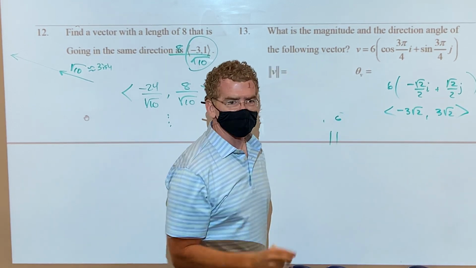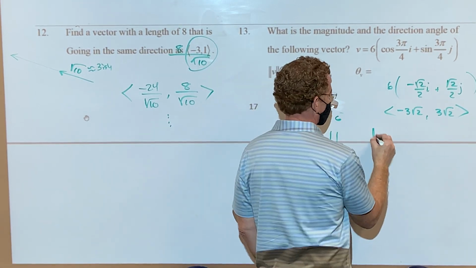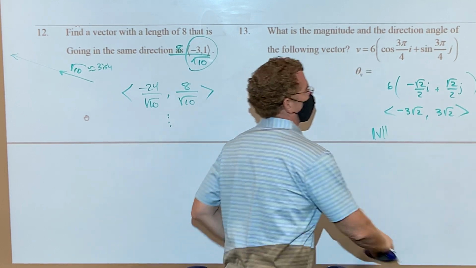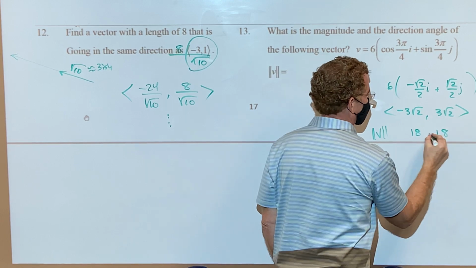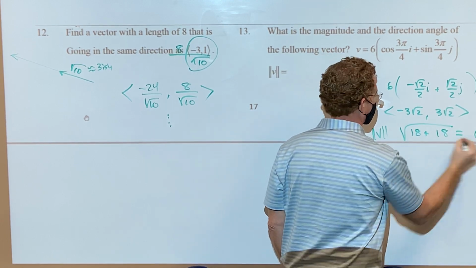And then they go, all right, now I need to find the magnitude. The magnitude of my vector. And they come in here and they square that thing and they get 18. And then they square that thing and they get 18. And they add them together and they go square root of 36 is 6.